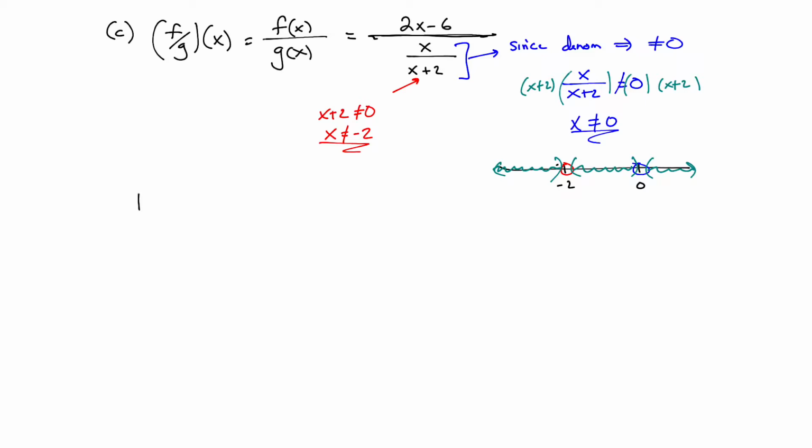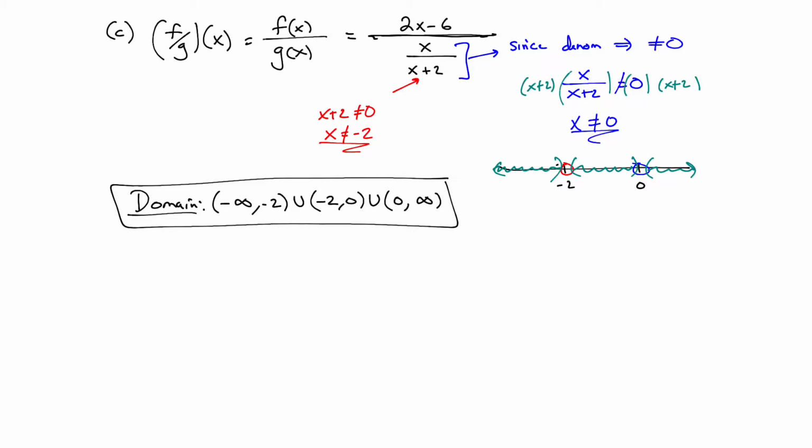So our domain is going to be negative infinity to negative 2, union, negative 2 to 0, and these are all parentheses, union, 0 to positive infinity. That's going to be our domain, and now we're going to simplify it.